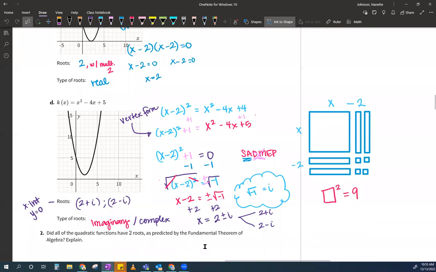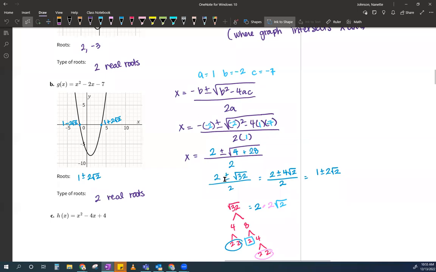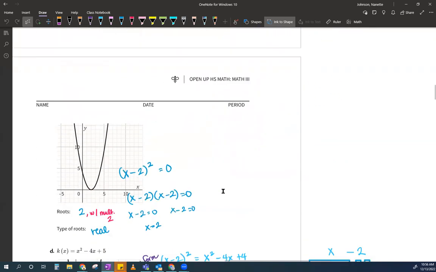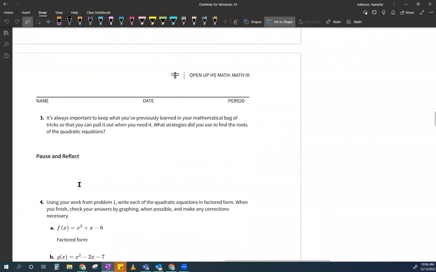So some of you are like, man, I like completing the square so much better. Good, use it. Some of you are like, no, I hate completing the square, please give me the quadratic formula every day of the week. Great, use that way. Notice they're the same thing. It's just different ways to do the same thing. All right, with that being said, we already answered this one. So what strategies did you use to find the roots of quadratic equations? Can you guys name some of the strategies that we used?